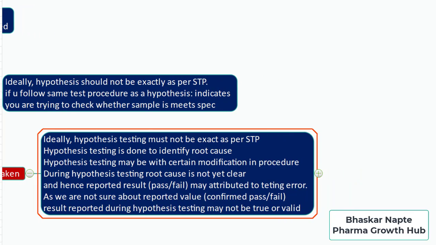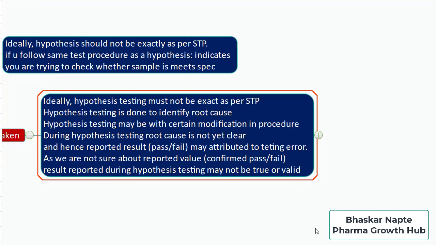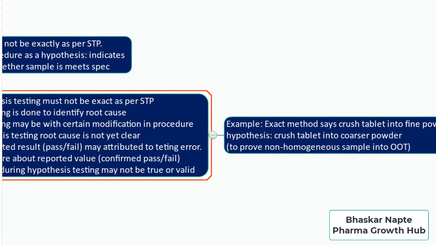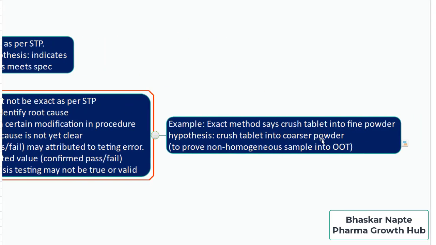So this is the reason why during hypothesis testing you should not raise an OOS even though the result is found out of spec. And this is just one example of hypothetical testing. The exact method says crush the tablet into fine powder, right? And as part of the hypothesis, you say crush the tablet into coarser powder to prove a non-homogeneous sample resulted in an out of trend result. So this is just an example of how you can build a hypothesis.